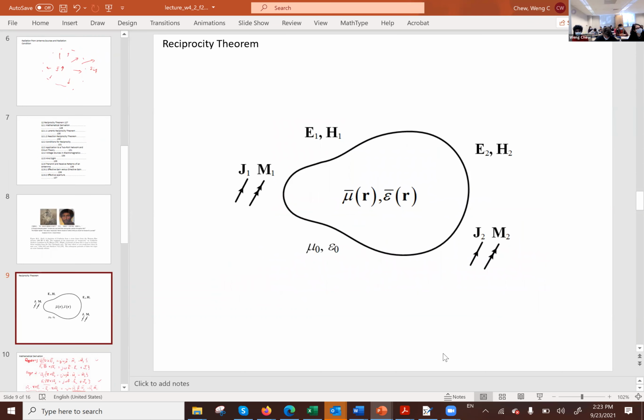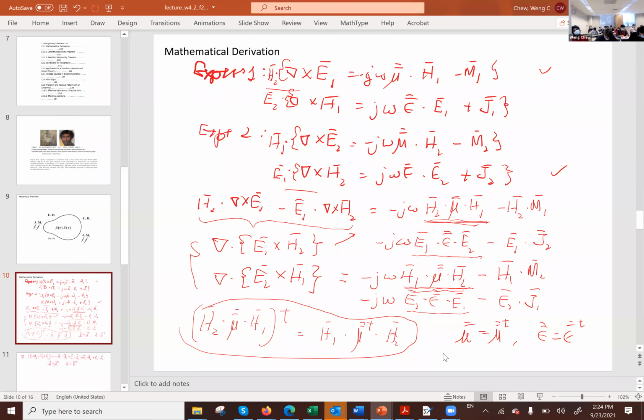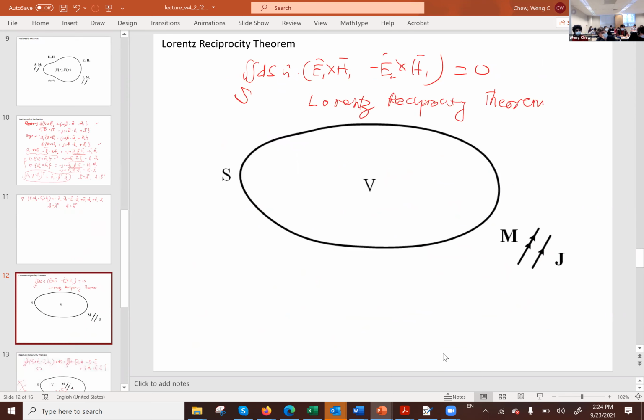So with this experiment, we have a structure that does not change, but when we switch between these two experiments, we get different fields. So you go through all the mathematics. The mathematics can be followed quite easily. And finally, you arrive at two reciprocity theorems.